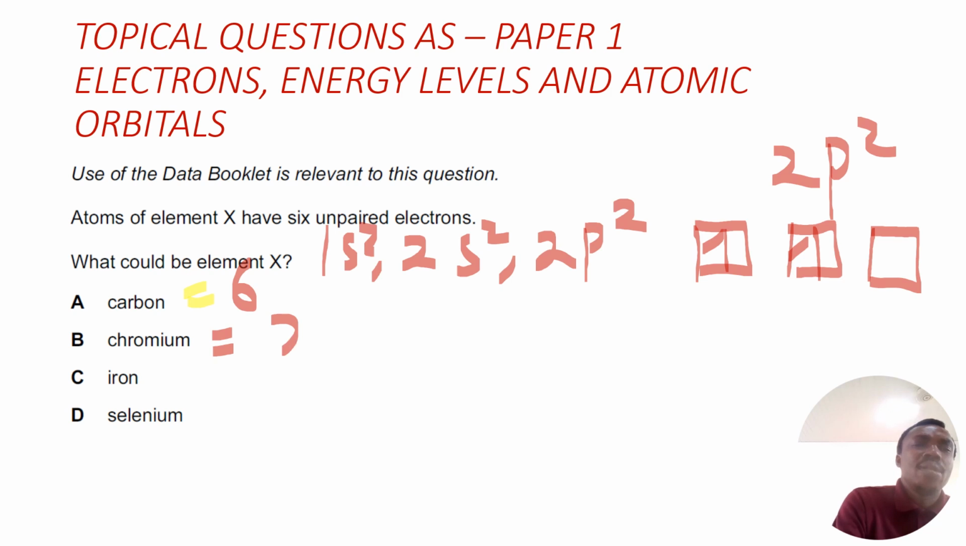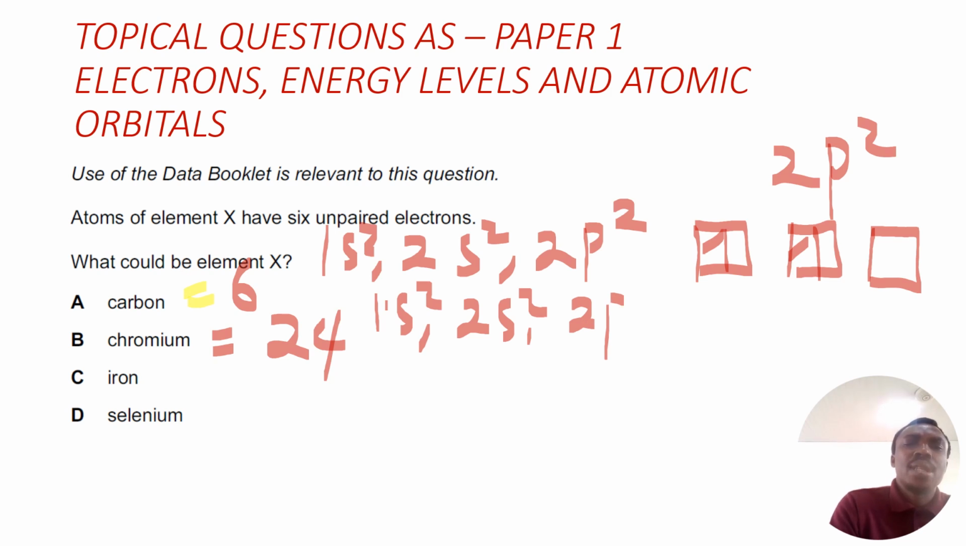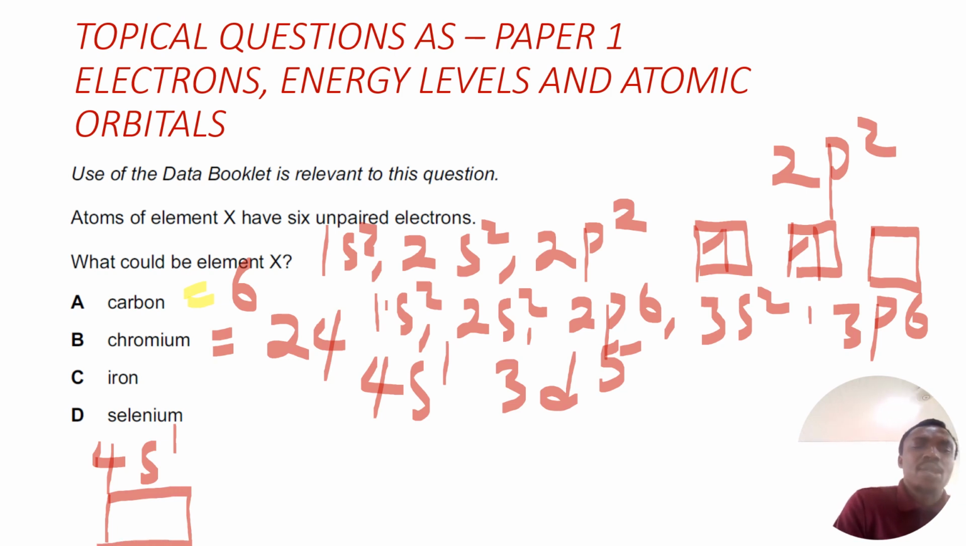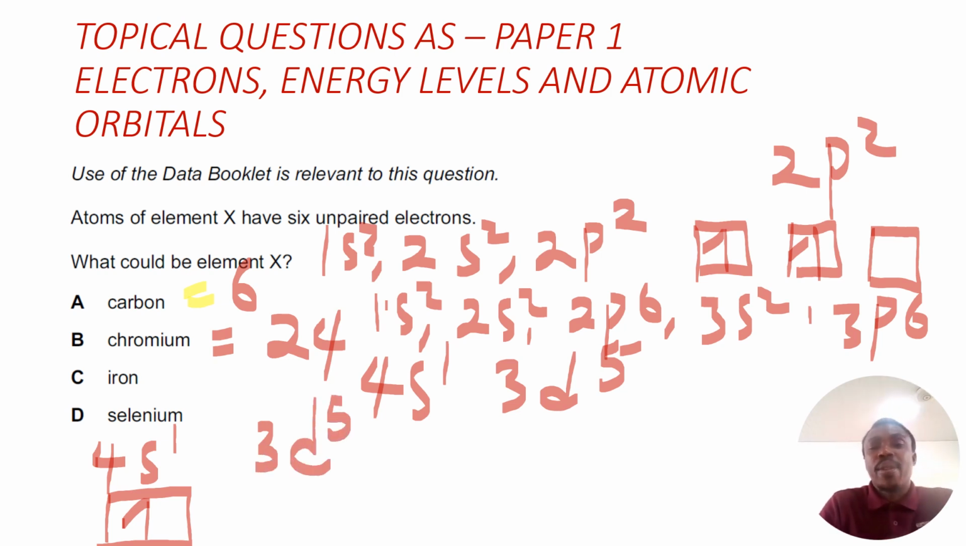The atomic number of chromium is 24. So you have 1s2, 2s2, 2p6, then 3s2, then 3p6, then 4s1, then 3d5. For 4s1, the s subshell has 1 orbital, so we have 1 unpaired electron here. When it comes to 3d5, the maximum number of electrons the d subshell will take is 10. So we have 5 electrons here.